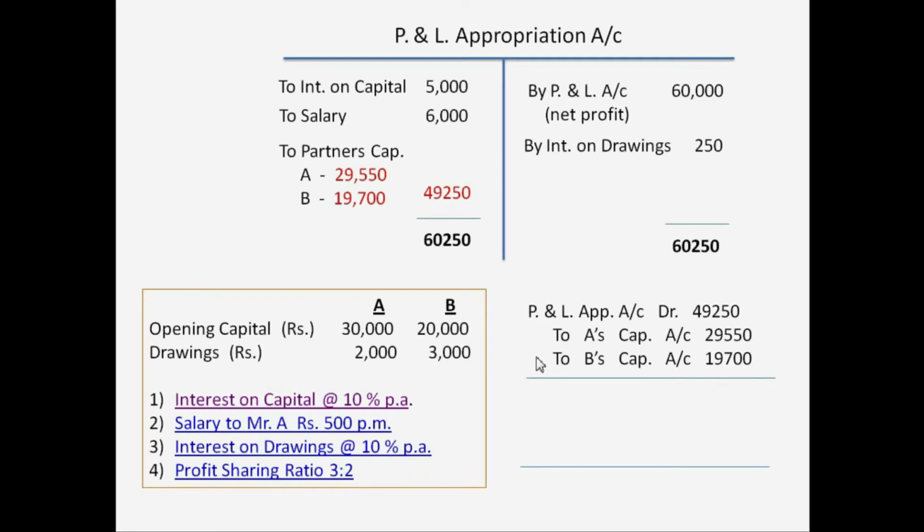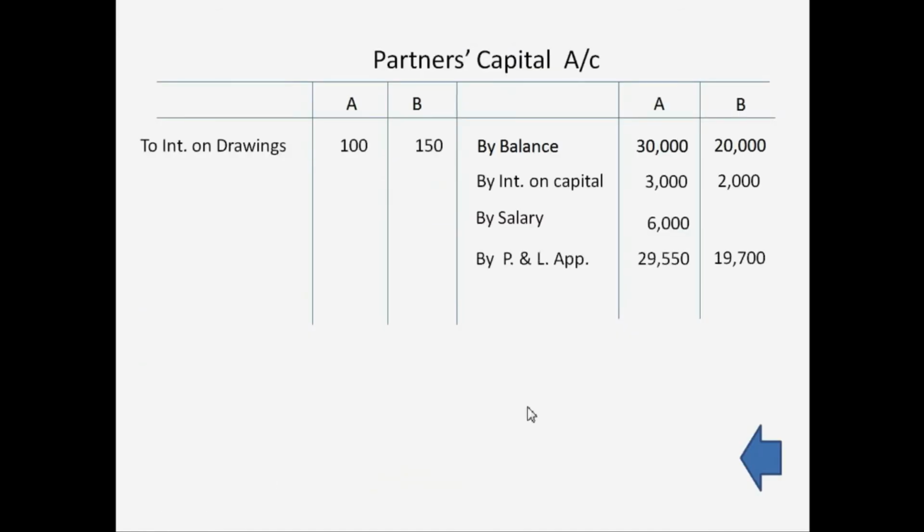But this transfer entry will also be posted in the partners capital account. Both A and B's capital accounts are credited, so on the credit side of partners capital account this entry will be posted. And let's see, partners capital account, and on the credit side by P&L appropriation account, these are the shares in divisible profits, and the posting is over.